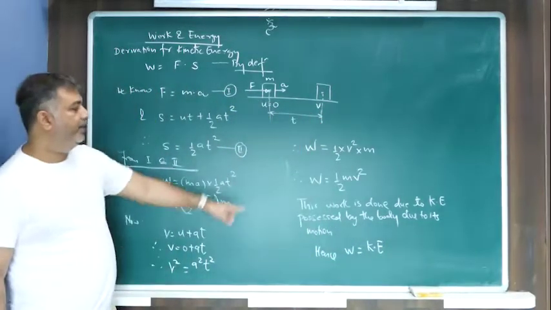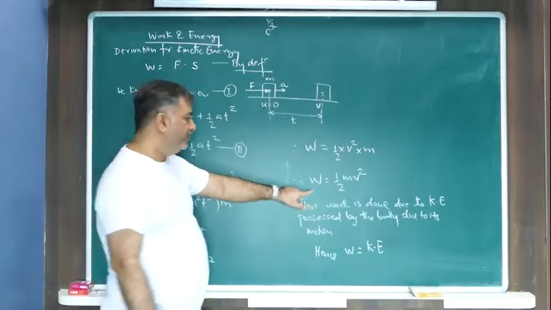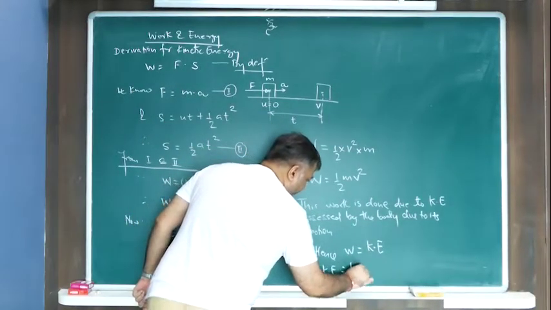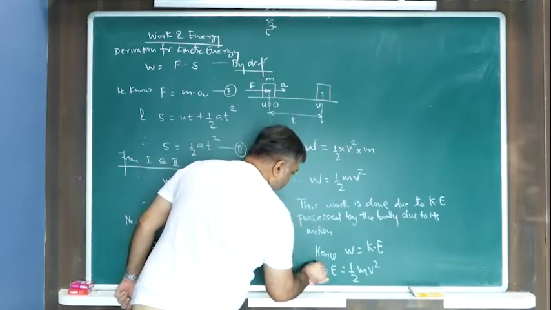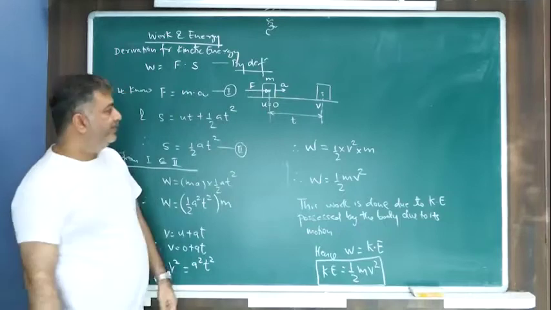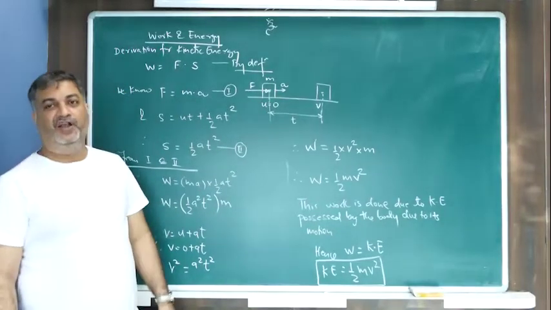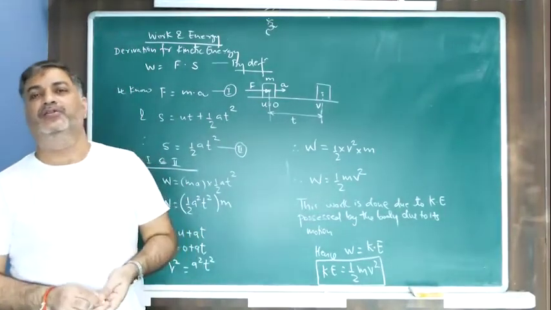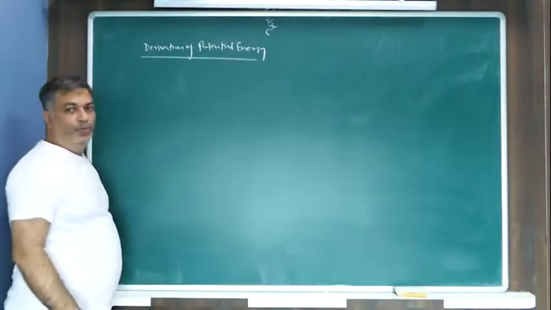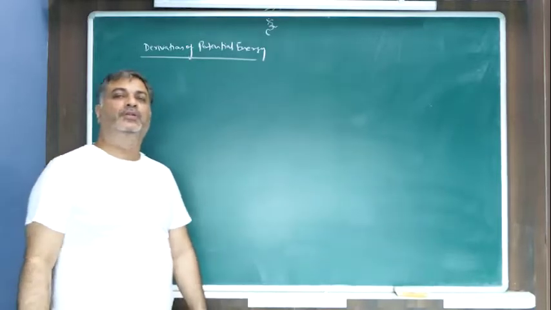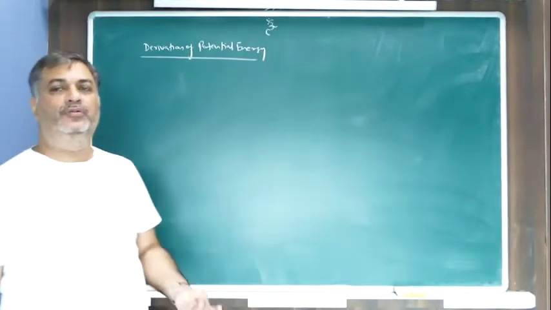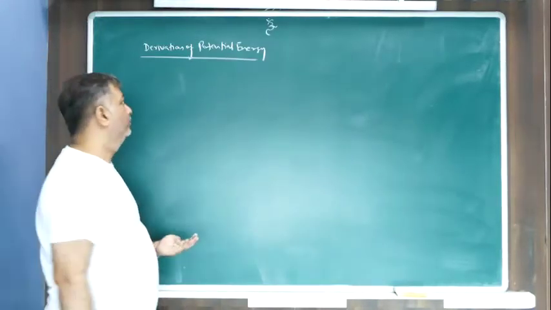If W is kinetic energy, so this W is nothing but kinetic energy. So kinetic energy will also be half mv square. Hence proved. So this gives us the derivation of kinetic energy. So kinetic energy is equal to half mv square. So we will now derive the expression for potential energy, right?